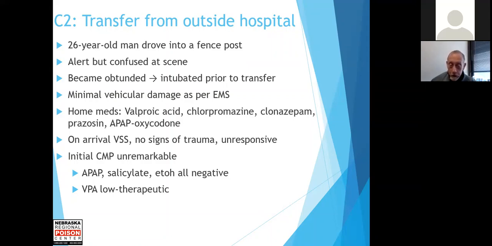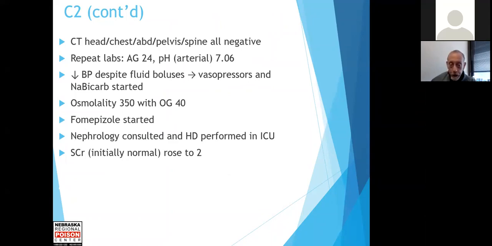So they did a mini overdose workup. They saw that acetaminophen, salicylate, ethanol, and valproate levels were all basically negative. They pan-CT'd him, and they found no evidence of traumatic injuries. But repeating his routine labs, they saw he's got a worsening anion gap acidosis. He was becoming pressure dependent. They were needing bicarb to maintain his pH.